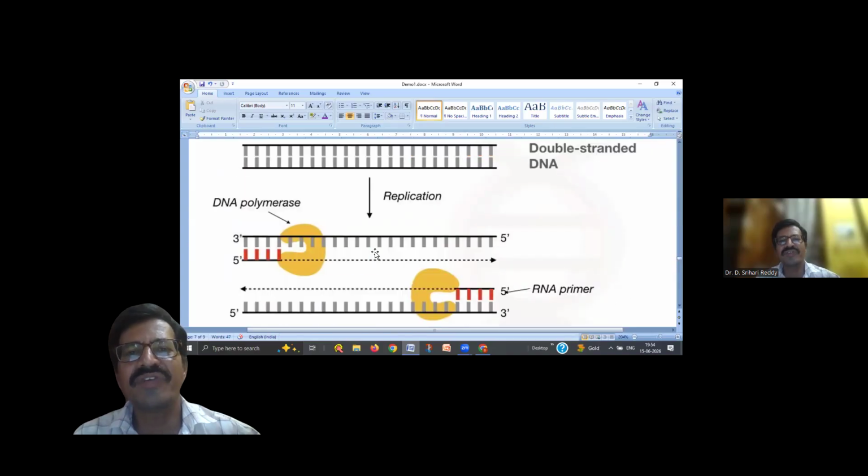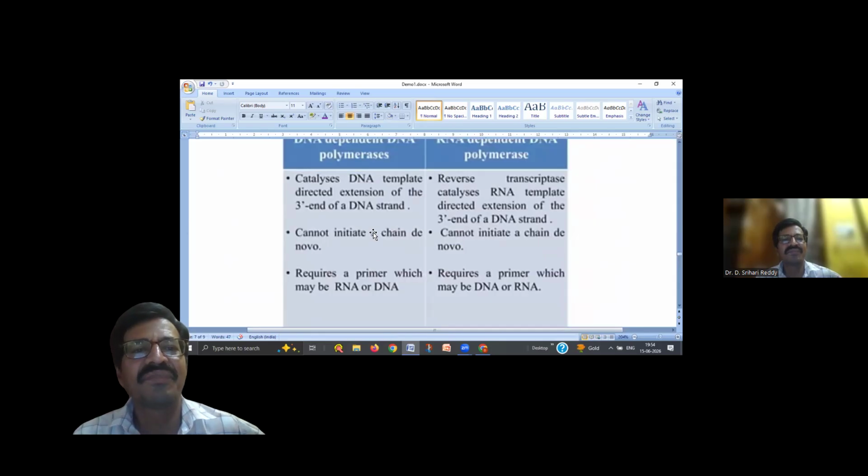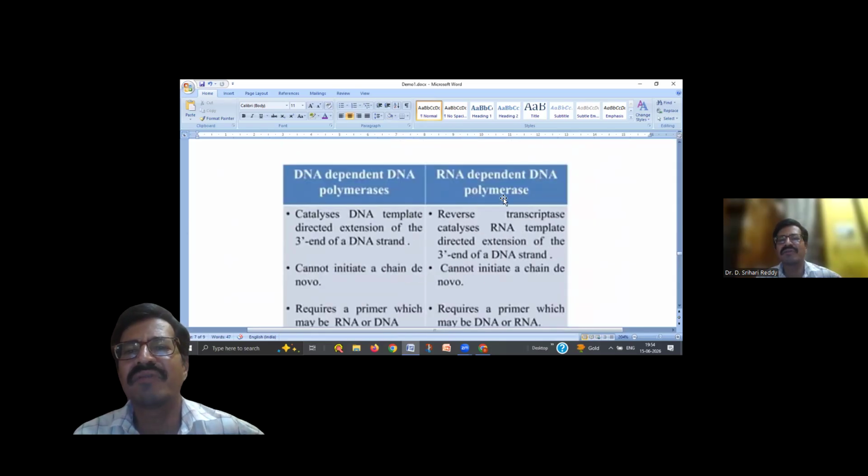And if you see the RNA polymerase, it does not require a primer. So here there are some differences between the DNA dependent DNA polymerase and the DNA dependent RNA polymerase. DNA polymerase and RNA polymerase differences: DNA polymerase catalyzes DNA template directed extension of the 3' end of the DNA strand. From the template's 3' end, the DNA synthesis starts in the 5' to 3' direction.